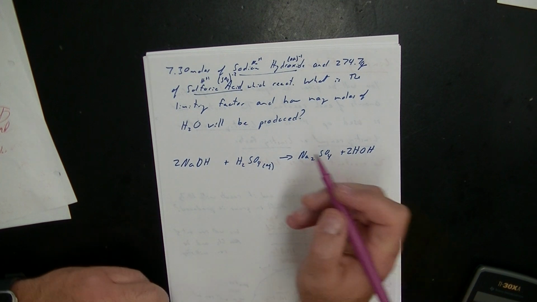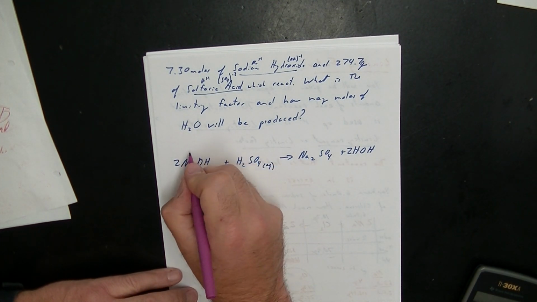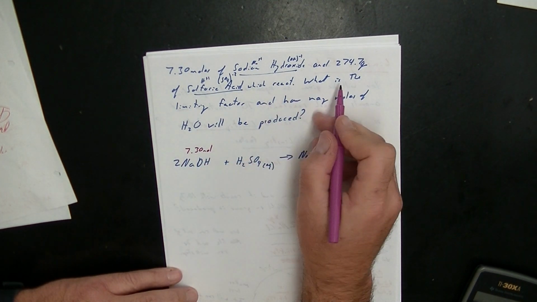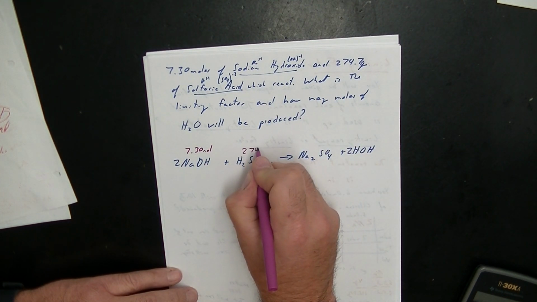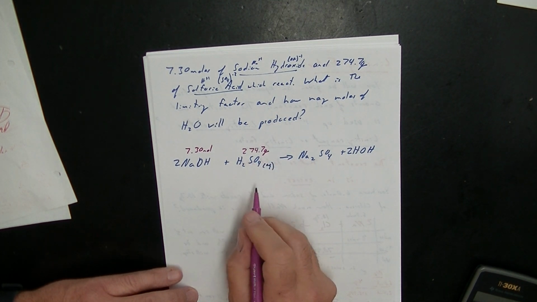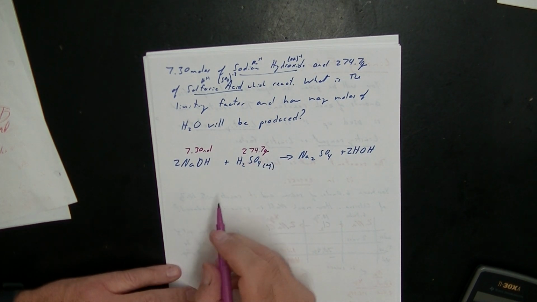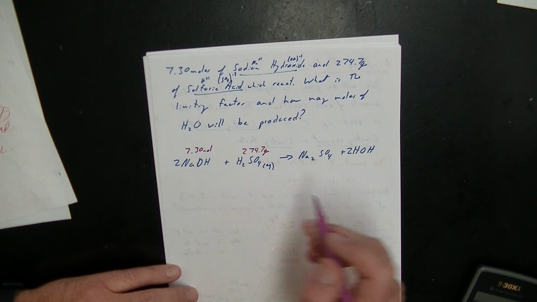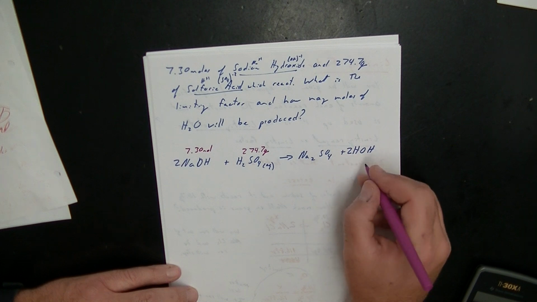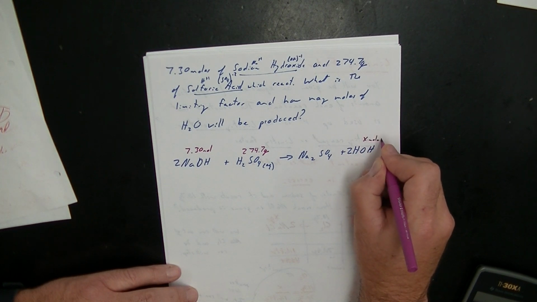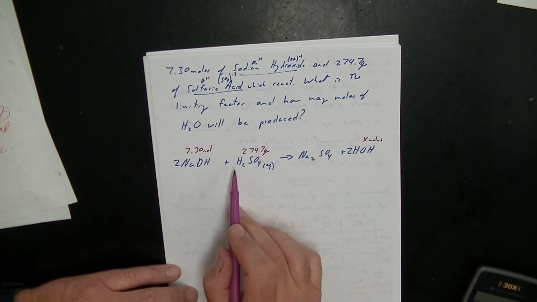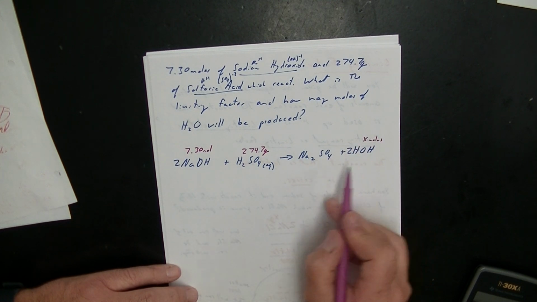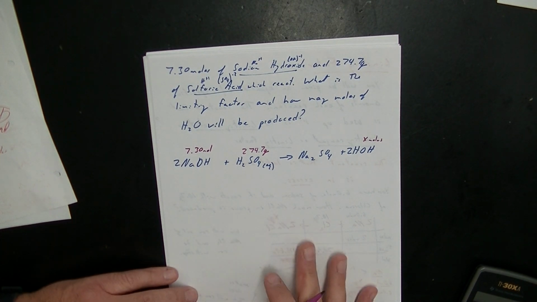Now, I know that I have 7.30 moles of NaOH, and I know that I have 274.7 grams of H2SO4. Right now, I need to know which is the limiting factor, and then I want to know how many moles of water is going to be produced. Why do I have to know the limiting factor? Well, the limiting factor determines how much water is produced. And I'm going to do my quick shortcut.